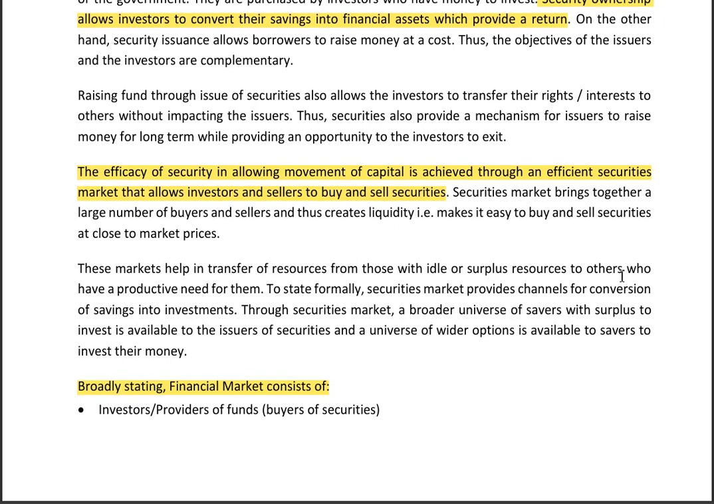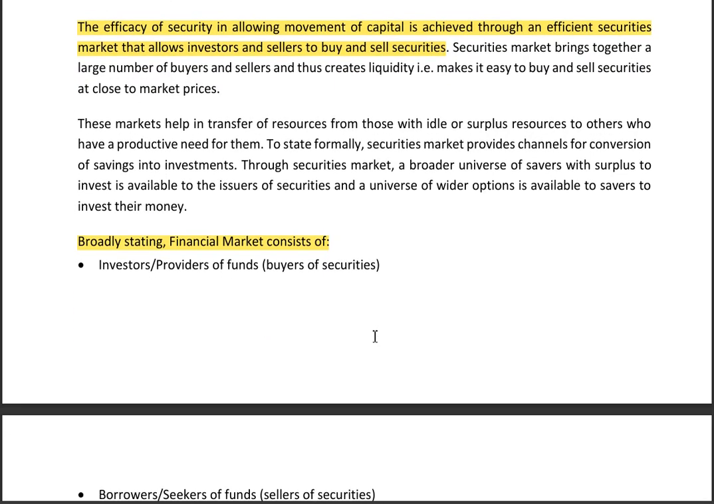So the efficacy of securities allowing movement of capital is achieved through an efficient securities market that allows investors and sellers to buy and sell securities. Securities market brings together a large number of buyers and sellers and thus creates liquidity. So simply, the securities market is where buyers and sellers come together to sell and buy shares of different companies, right? This is what it is stating.